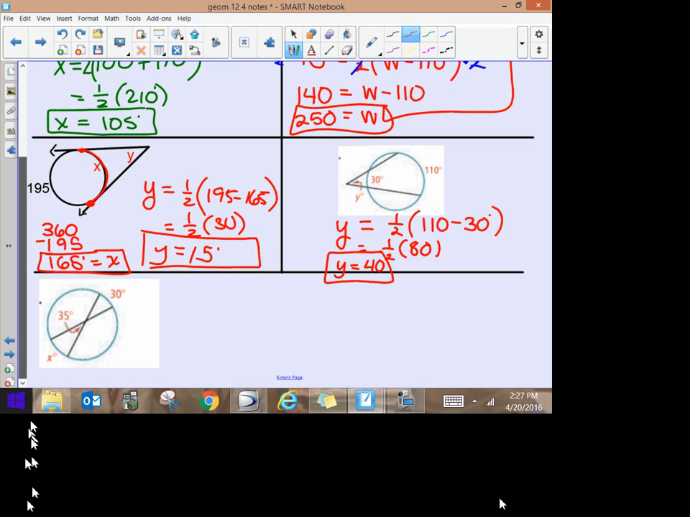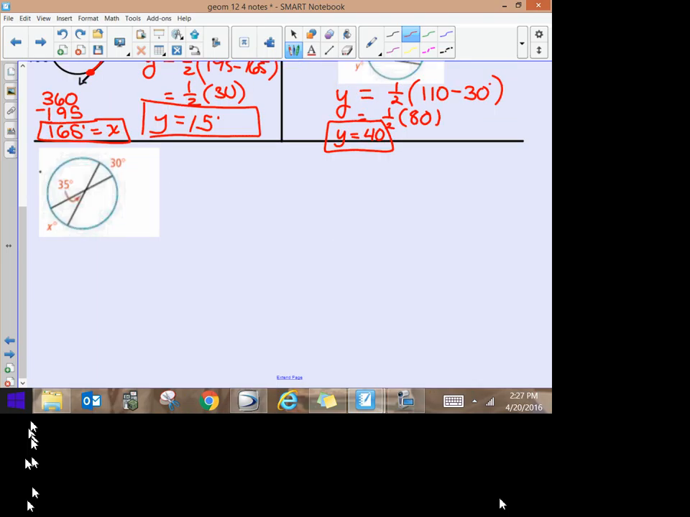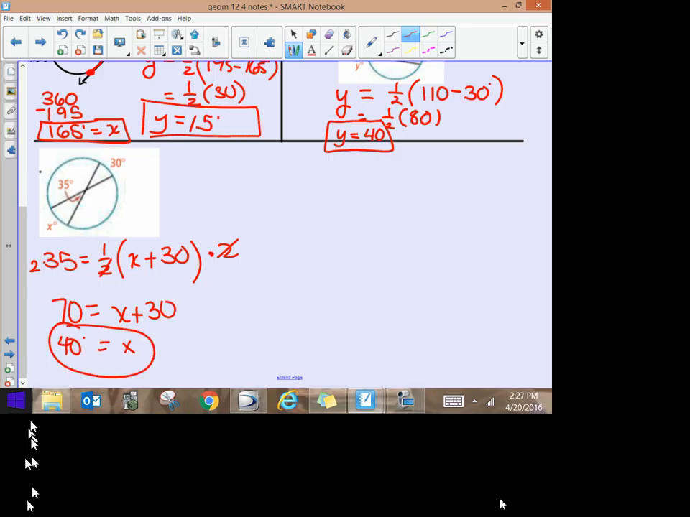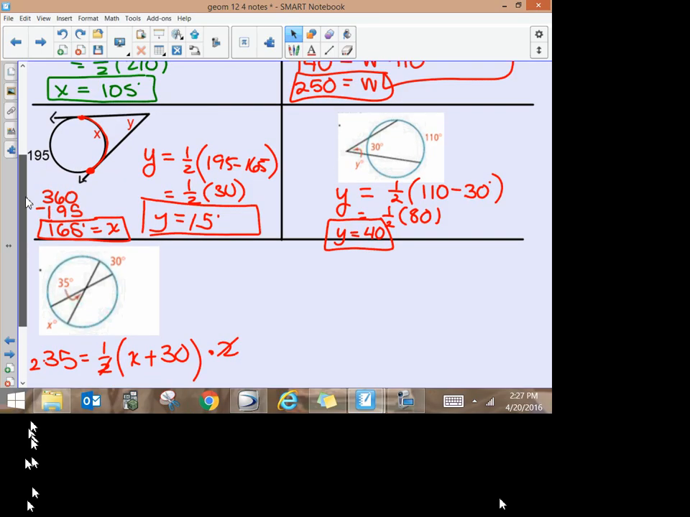Last one on this page here. We're back to inside the triangle, the circle. What does that look like, Katie? Very good. Now, I don't really want to deal with my half, so what do I do? Times 2. Times 2, I get 70 equals x plus 30. x equals 40. Good. So, again, it's a matter of where the angle is formed. Is it inside the circle or is it outside?